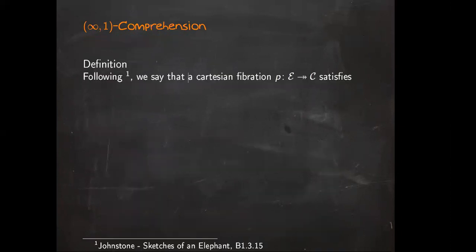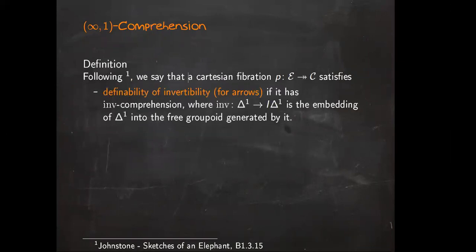All right, so what are we doing here? Yes, so as an application of these closure properties, we can consider more comprehension schemes, which have been considered in ordinary category theory too. Namely, on one hand, there is a definability of invertibility for arrows, which is defined to be the comprehension scheme for the inclusion of the walking arrow into the walking iso.